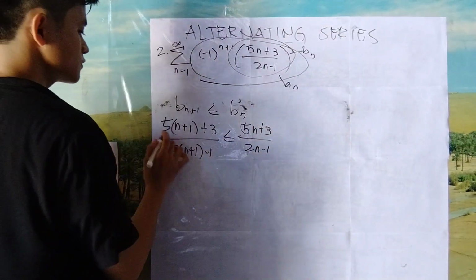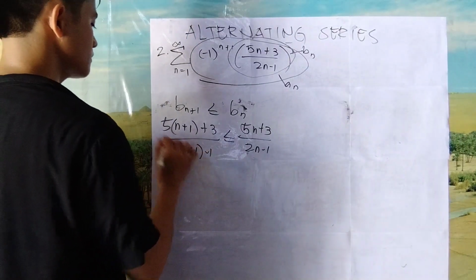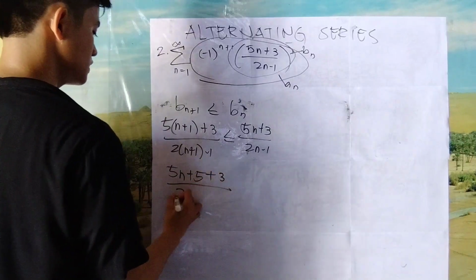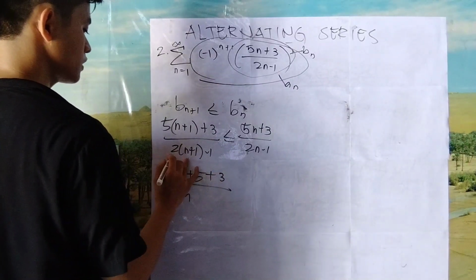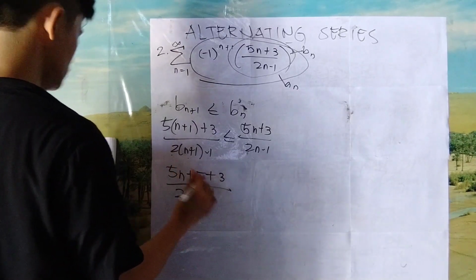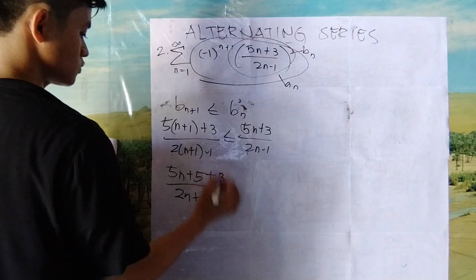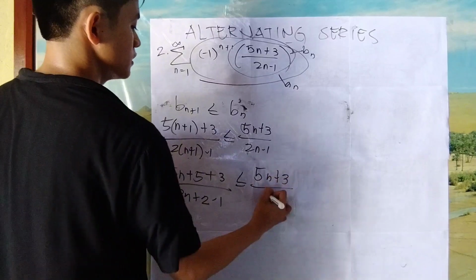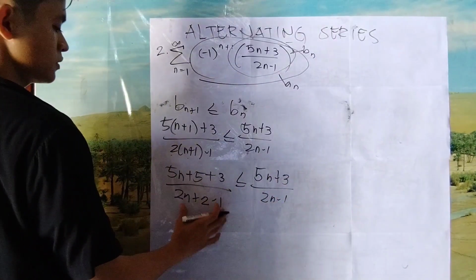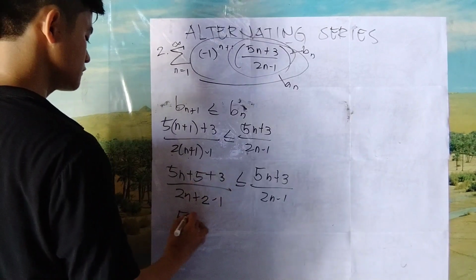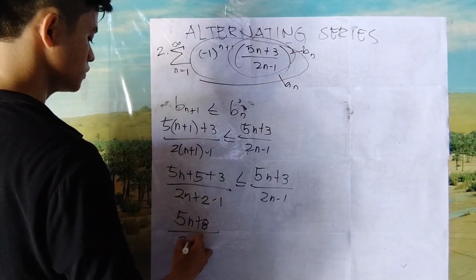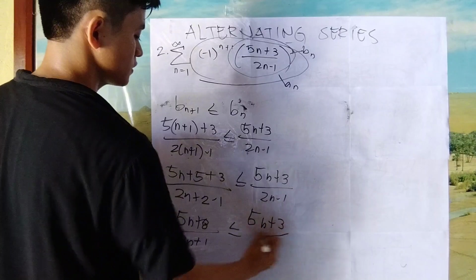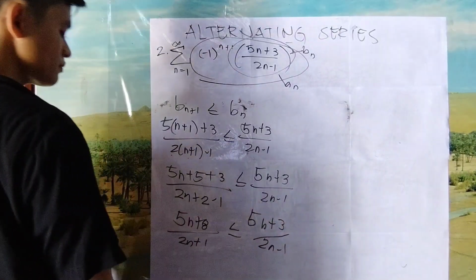So let's simplify this. 5 times n is 5n, 5 times 1 is 5, plus 3, over 2 times n is 2n, and 2 times 1 is 2, minus 1. Copy the b sub n: 5n plus 3 over 2n minus 1. We can simplify this further. So we have 5n plus 8 over 2n plus 1 less than or equal to 5n plus 3 over 2n minus 1.